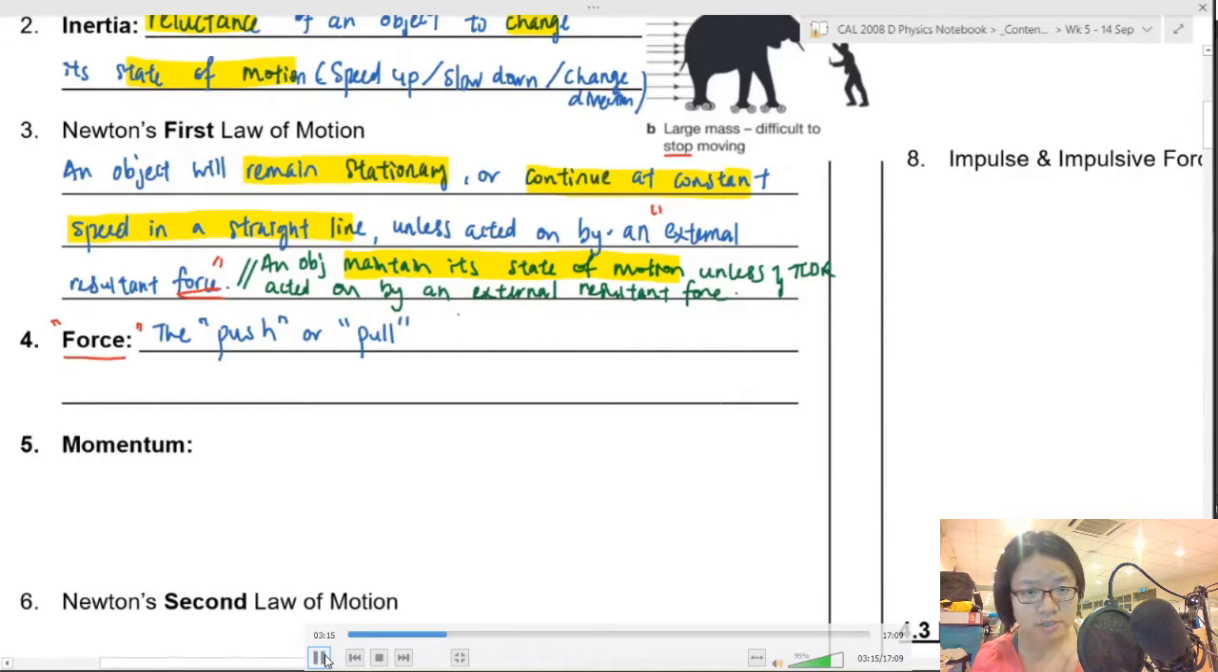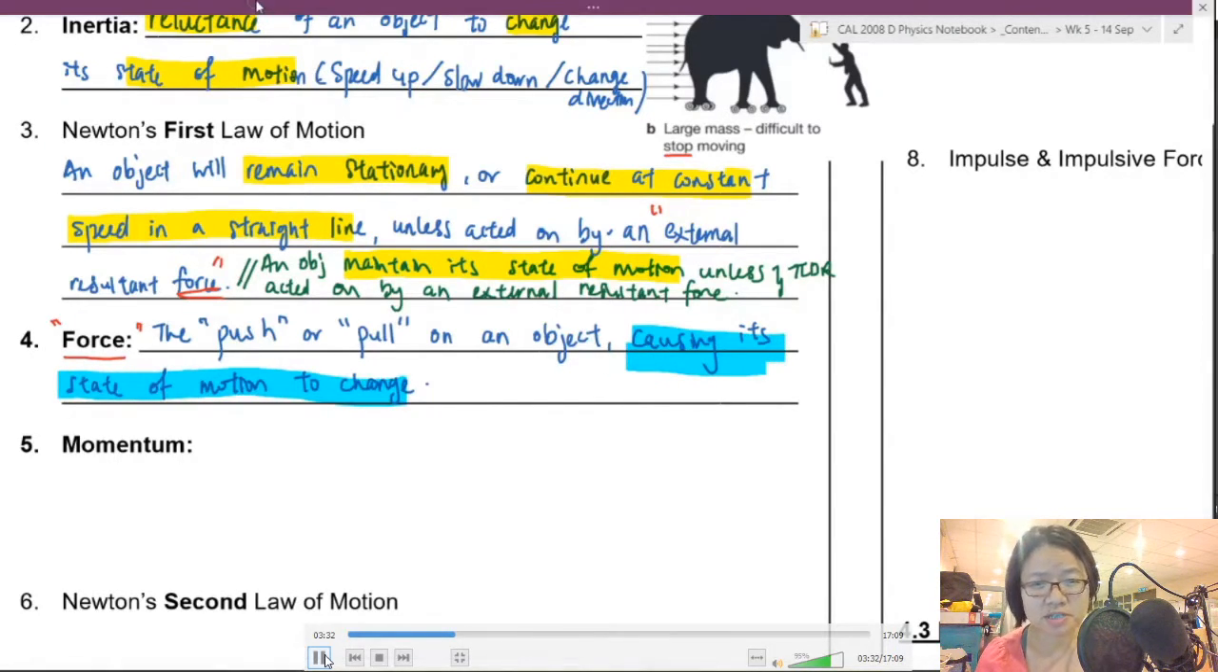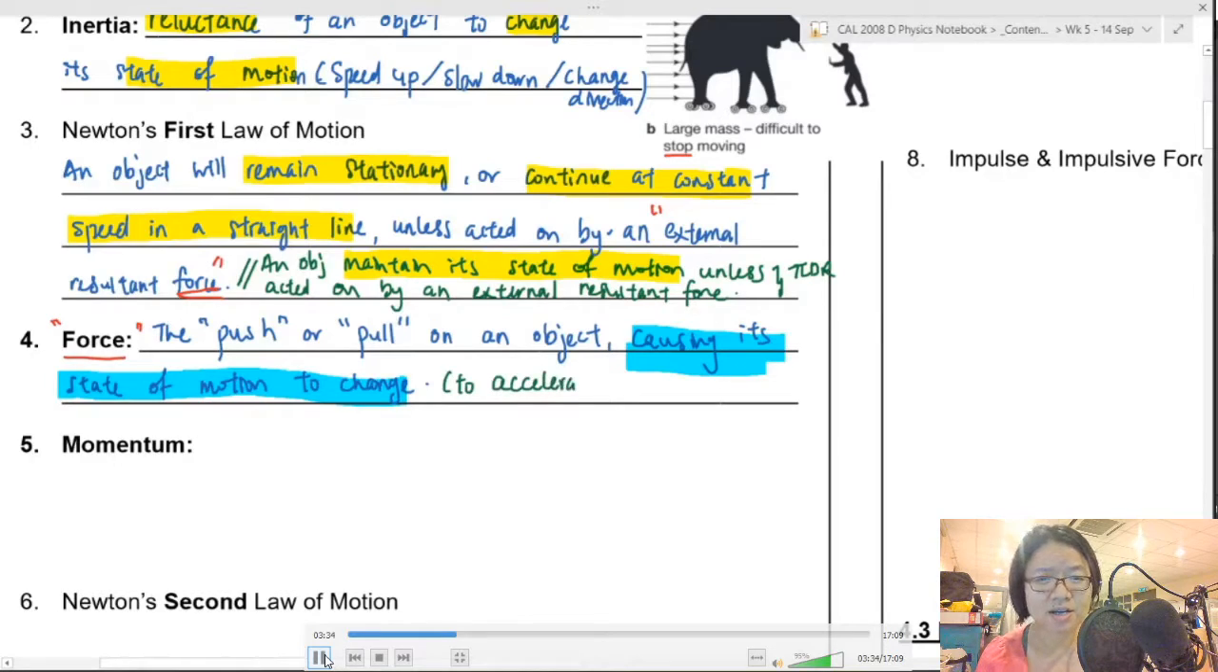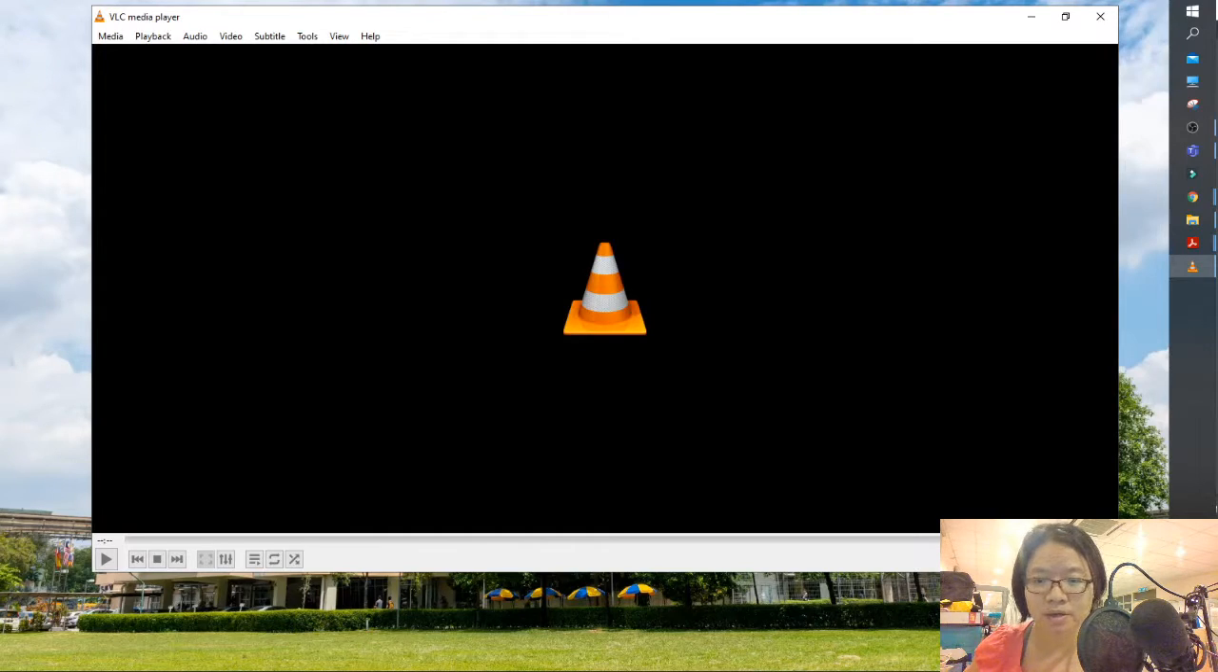So that causes a change in motion, which is where we will focus our study, especially for chapter 4 and 5, causing its state of motion to change. But we also know that forces have other effects. When you say change the motion, it means to accelerate. All the yellow ones, reluctance to change, don't want to change, want to maintain state of motion, this one, the yellow one, would be no resultant force. Okay, let me toggle a bit.